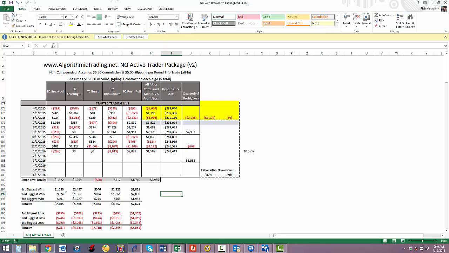Okay, so this spreadsheet is one that a lot of you have seen before because I've used it in some of the blogs. It shows the NQ Active Trader package V2 with all 5 algorithms. And we're talking about the push-pull, so I'd like to focus on this.